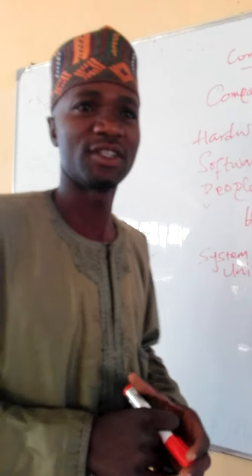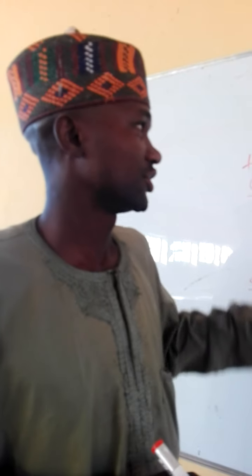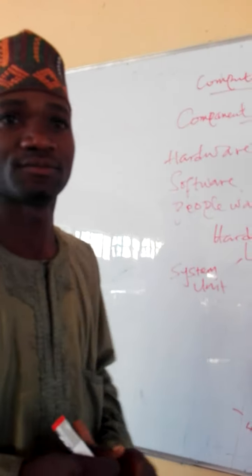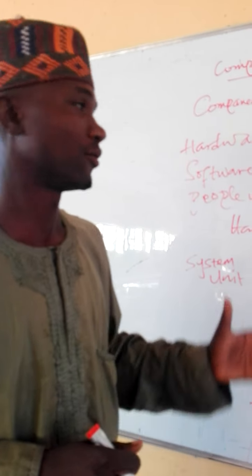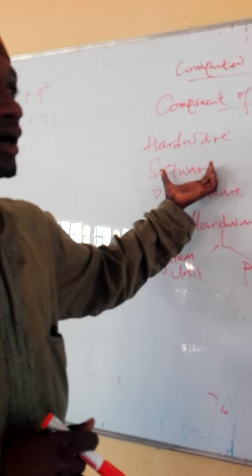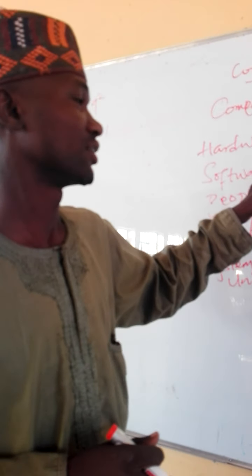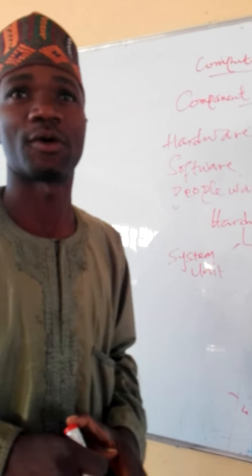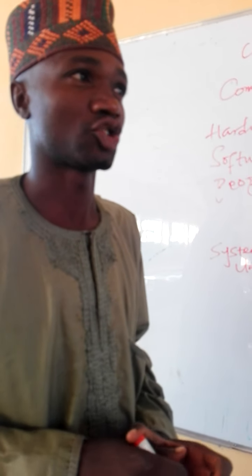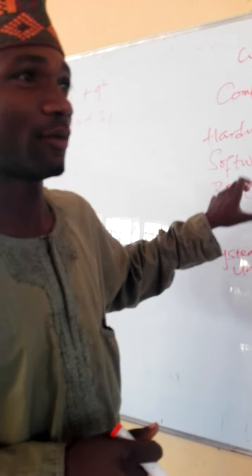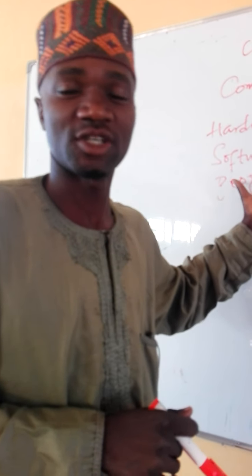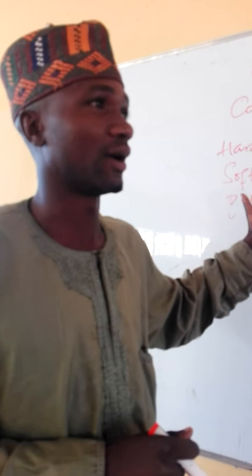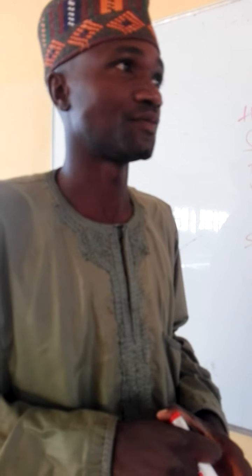Then when we move to the software, these are the set of programs designed in order to solve a particular problem. This software helps hardware to work together. Example of software in computer, we have operating system. Software is divided into two. We have two types of software: the system software and the application software. The system software came along with your computer system from the manufacturers, while the application software is just a user-defined process. Someone designed them in order to solve a particular problem inside the computer system.